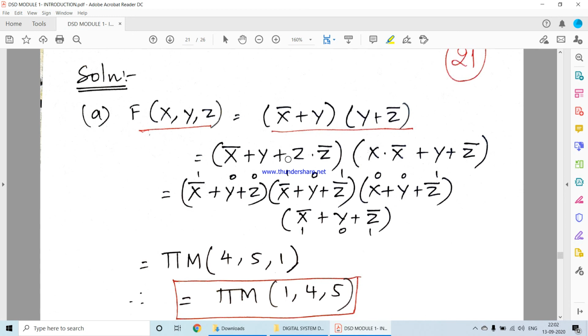So x bar plus y, I can write as x bar plus y plus 0. That 0 can be replaced with z into z bar, because a into a bar is 0. So I have replaced plus 0. So x bar plus y is also equal to x bar plus y plus 0, and that 0 is replaced with z into z bar. Similarly, here y plus z bar is there, x is not there. Therefore, 0 plus y plus z bar, and that 0 is replaced with x into x bar. Now you expand these two. x bar plus y plus z into z bar can be expanded into two terms, x bar plus y plus z multiplied by x bar plus y plus z bar. Now if you multiply these two terms, you get again this term.